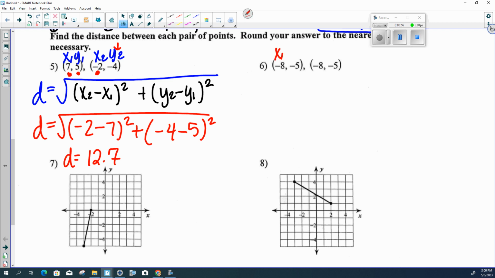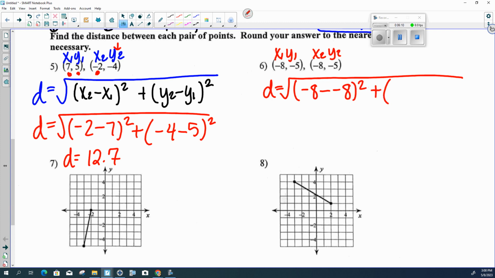Same idea here, x1, y1, x2, y2. Let's plug that in. So x2 is negative 8 minus x1, which is another negative 8, square that difference. Y2 minus y1. Oh, I just remembered this problem. Those are the same point. How far away is the same point? Did anybody else get this far before realizing there's going to be 0 units apart?